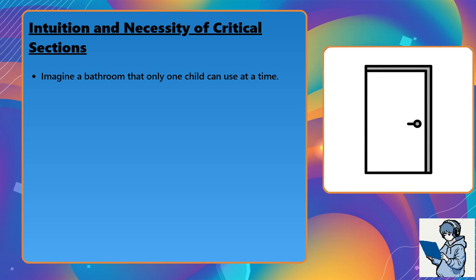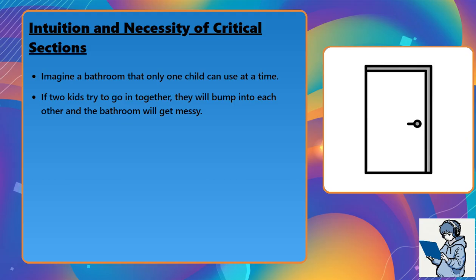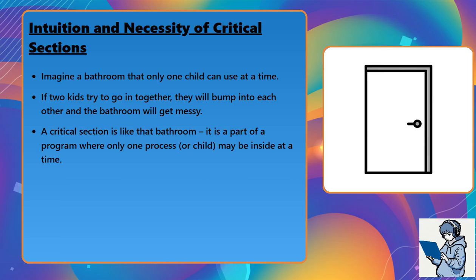Imagine a bathroom that only one child can use at a time. If two kids try to go in together, they will bump into each other, and the bathroom will get messy. A critical section is like that bathroom. It is a part of a program where only one process, or child, may be inside at a time.